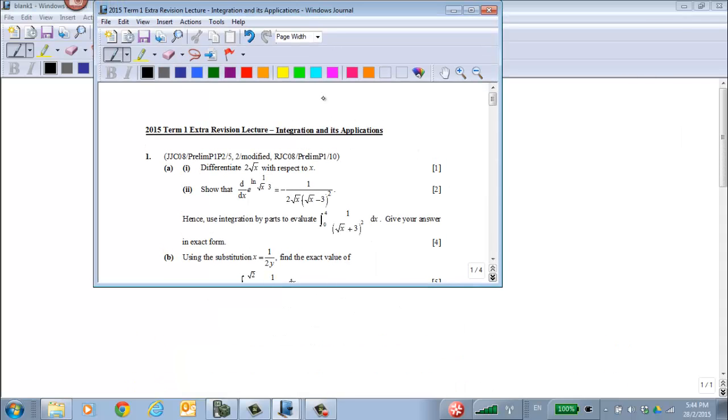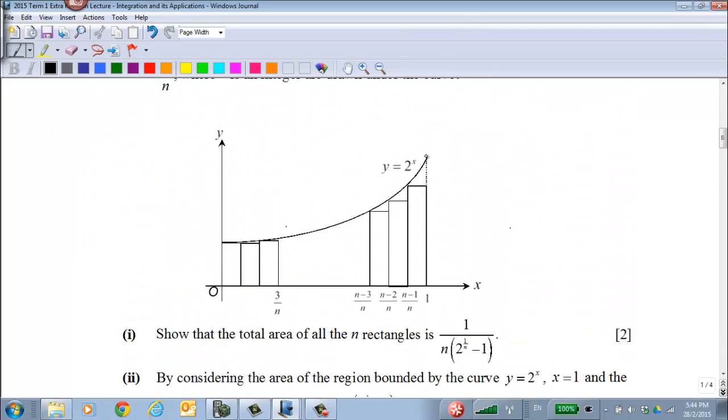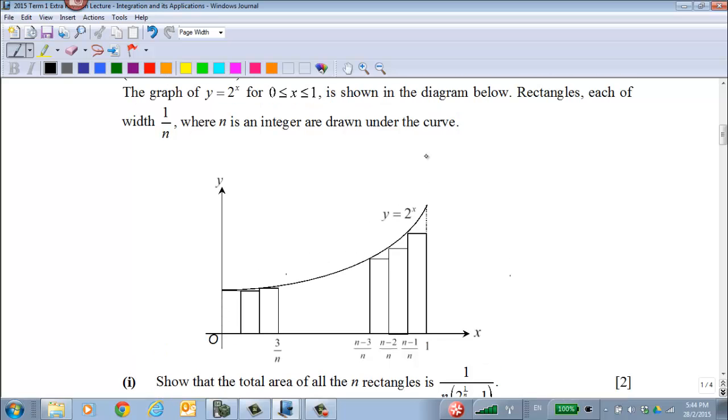So for this particular question 2, we are supposed to find the total area of the n rectangles. How to do this is we take note that all the rectangles have base length 1 over n. And how do we find the height of each rectangle? For the first rectangle, I substitute 0 into the equation of the curve to get the height. Hence, the area of the first rectangle is 1 over n times 2 to the power of 0. And the second rectangle, with base length 1 over n, has height 2 to the power of 1 over n, because you're substituting this inside.